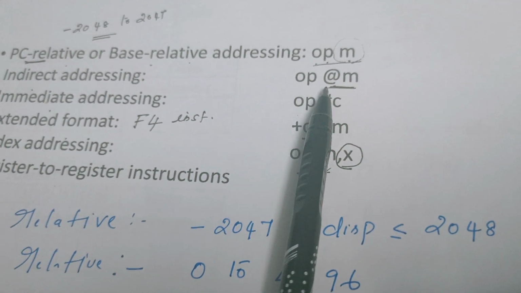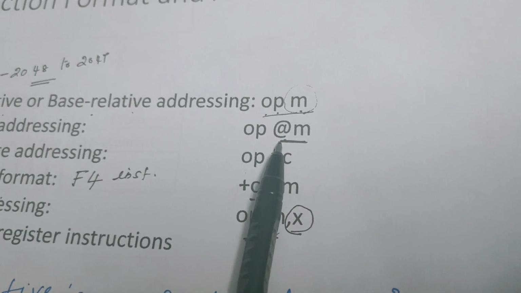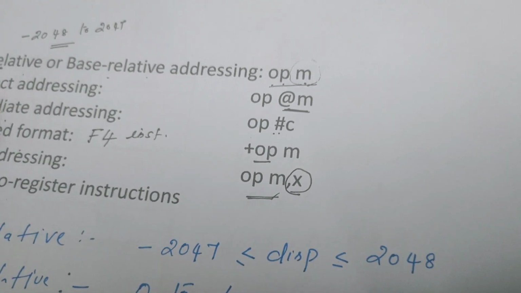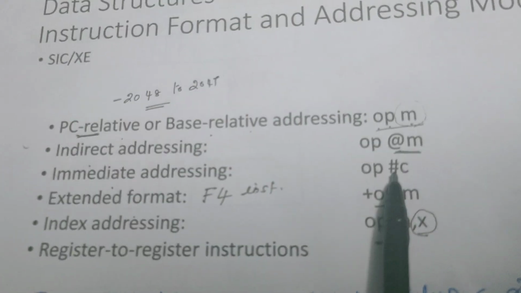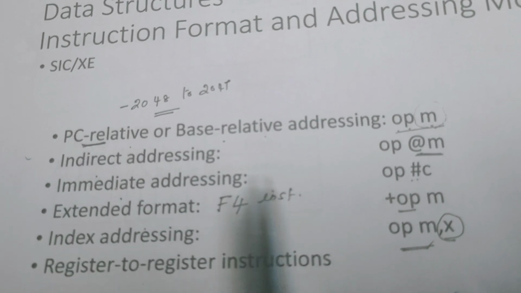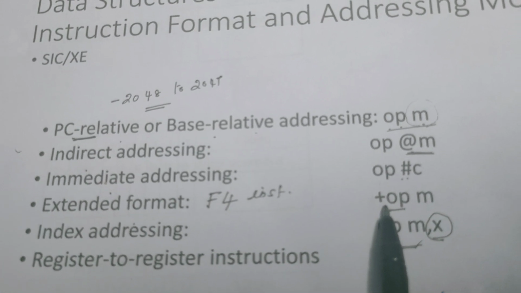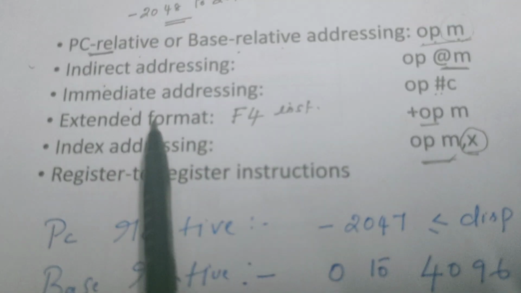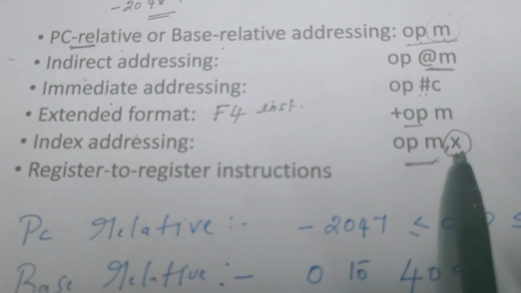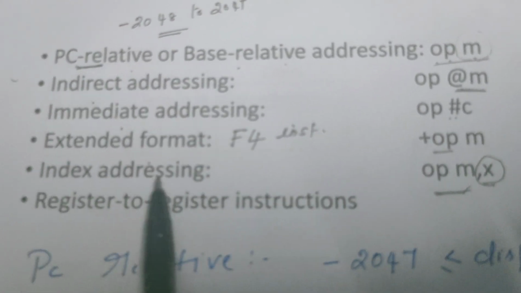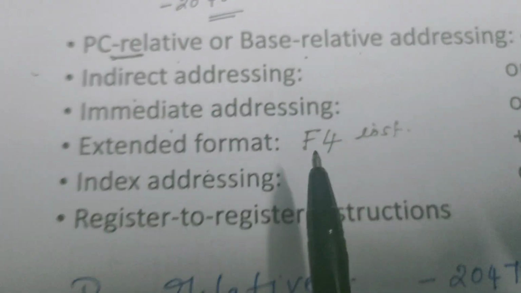If the at symbol appears in the operand column of the instruction, then it is indirect. If the hash symbol appears, it is immediate addressing mode. If a plus sign appears before the mnemonic, it is a format 4 instruction. If X is one of the operands, it is indexed addressing mode. And combinations of addressing modes also happen.